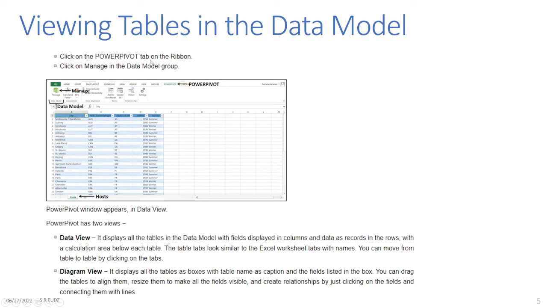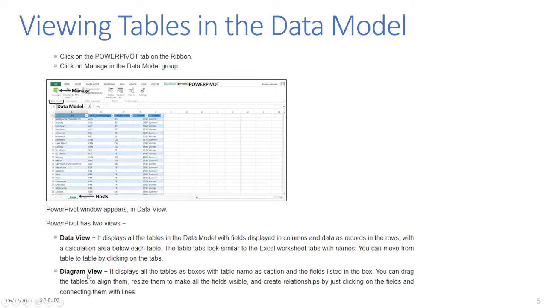Click on the Power Pivot tab on the ribbon. Click on Manage in the Data Model group. The Power Pivot window appears in Data View. Power Pivot has two views, Data View and Diagram View. Data View displays all tables in the data model with fields displayed in columns and data as records in the rows, with a calculation area below each table. The table tabs look similar to the Excel worksheet tabs with names. You can move from table to table by clicking on the tabs.